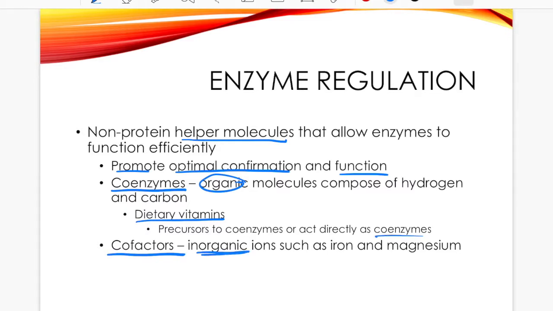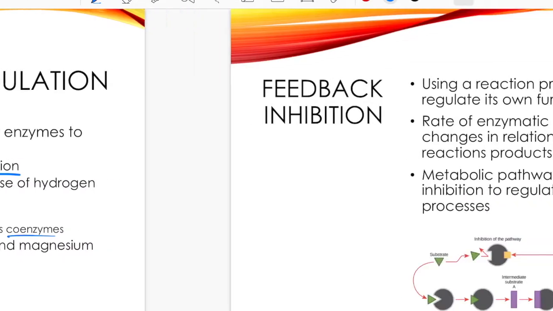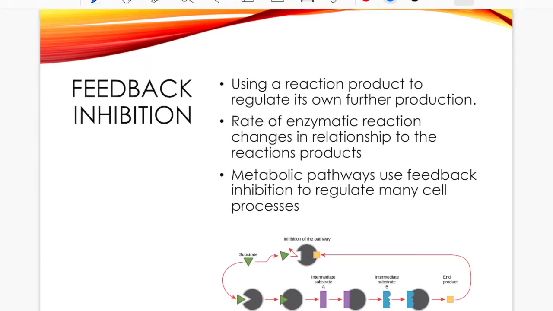Cofactors are inorganic ions. So remember, an ion is something that has a positive or a negative charge, such as iron and magnesium, and those help our enzymes function better. So we talked about the ability of an enzyme to function correctly, the ability to inhibit or stop an enzyme. So let's talk about feedback mechanisms and metabolic pathways.